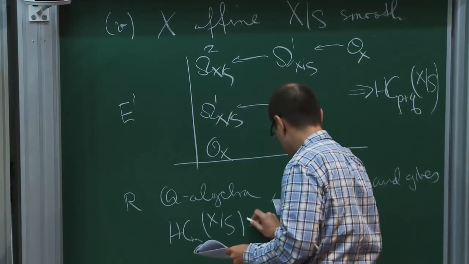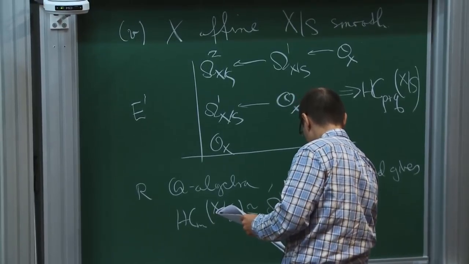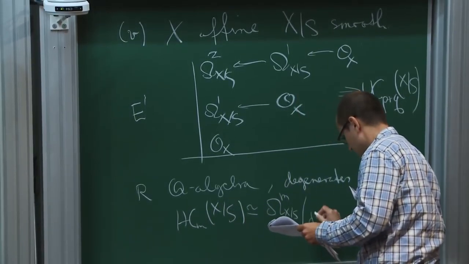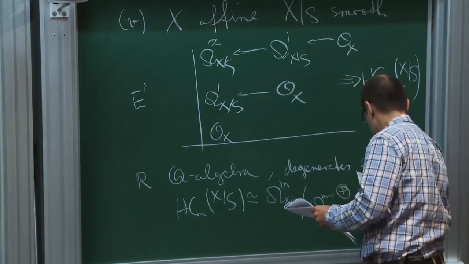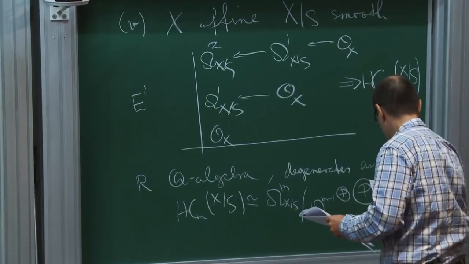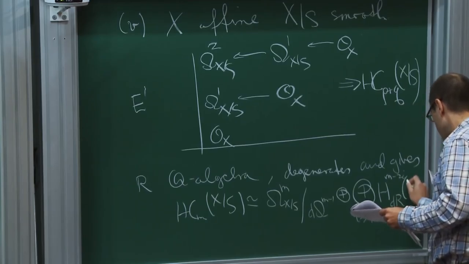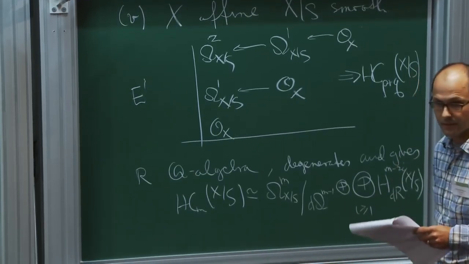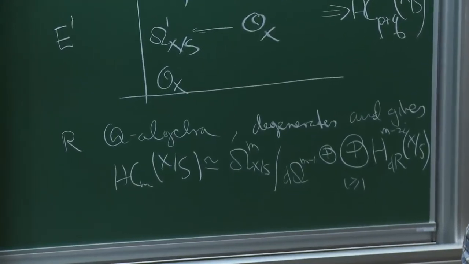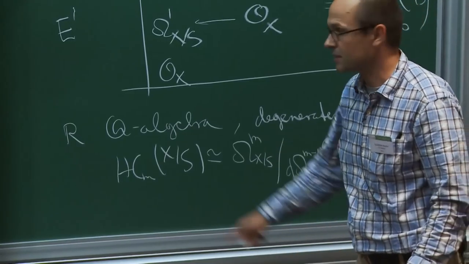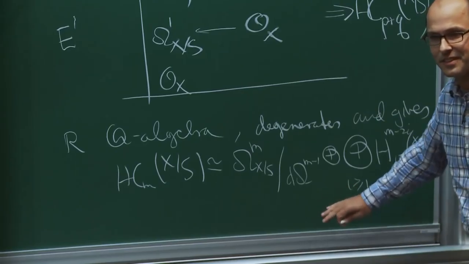So then this, you read off from the picture there. So you get differentials mod boundaries. And then you have a sort of direct sum, i at least 1, and then HH_{m-2i} de Rham of X over S. So degenerates means at E1? At E2, I think. Right? You go to the next page. This is the E1 page. And that's why I draw the spectral sequence like this, because then you see.